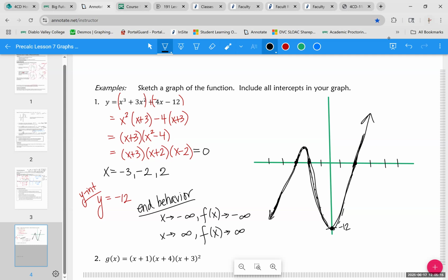So we were able to put the clues together based on the multiplicity of the intercepts, the y-intercept, and the end behavior to get a picture of what this graph looks like. Not 100% accurate, but a very good start. The right shape for sure.